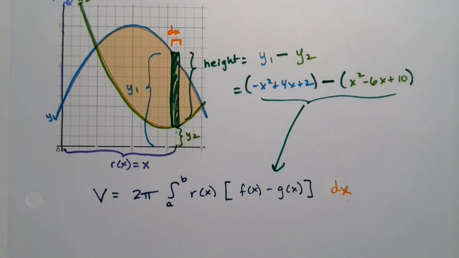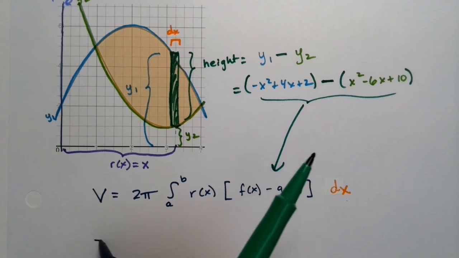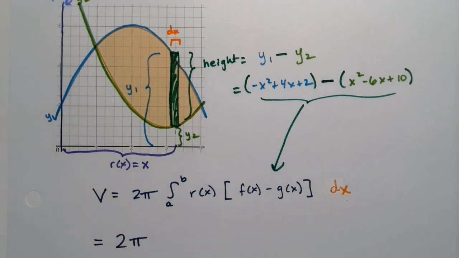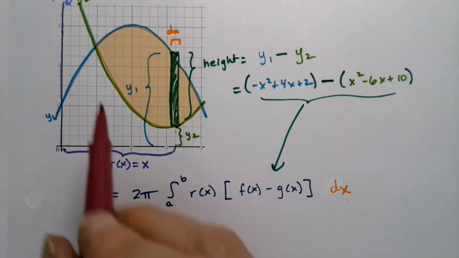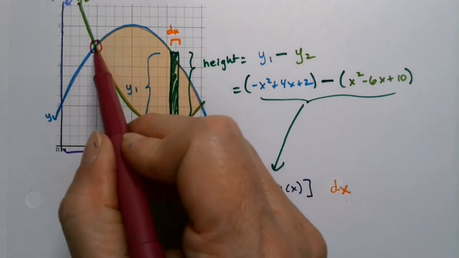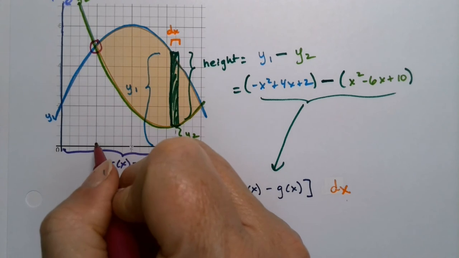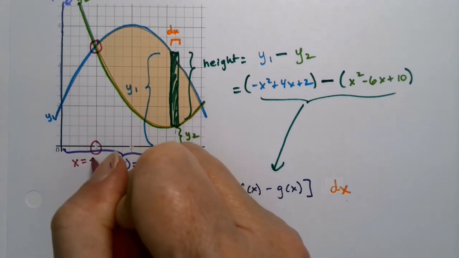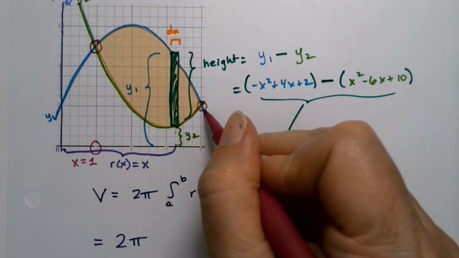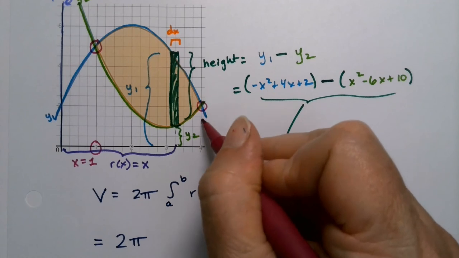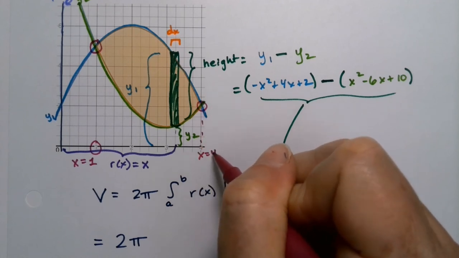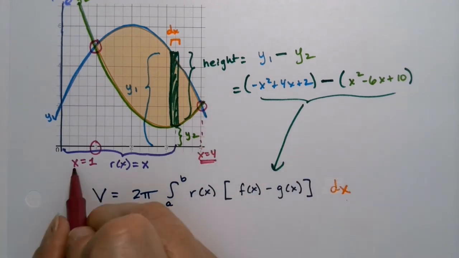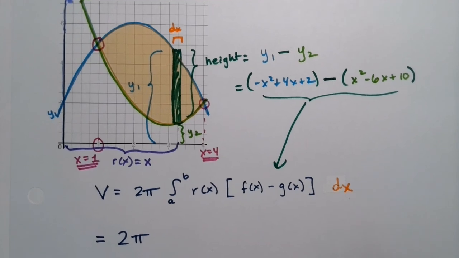All right, so let's do it. So we want the integral of 2 pi. Oh, there's one other piece we didn't find, which is our starting and ending points for a and b. Well, we can see them right here. So x equals 1, and then x equals 4. Those are our starting and end points. So we can see it's going from 1 to 4.